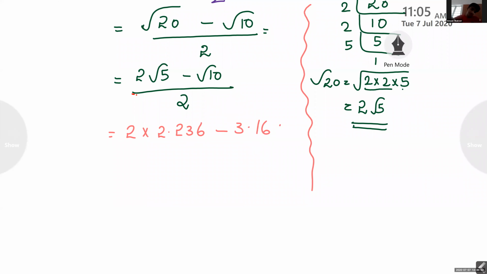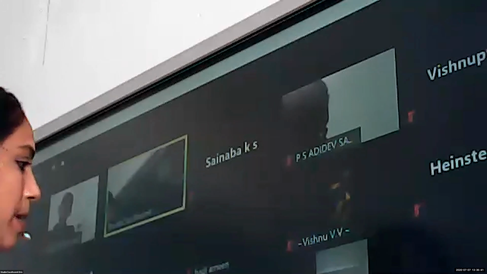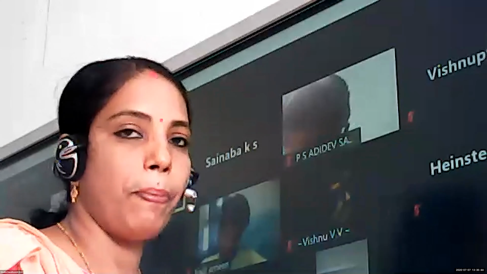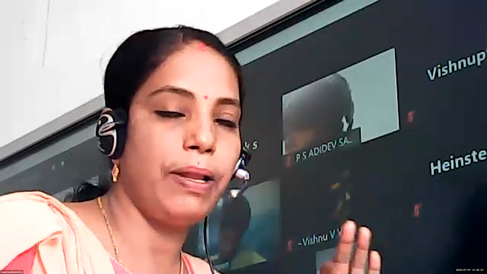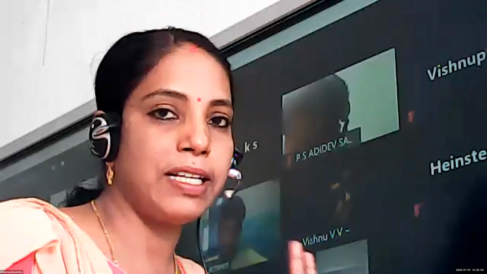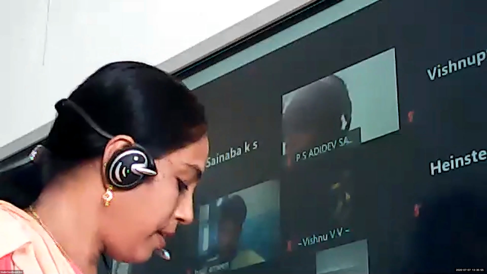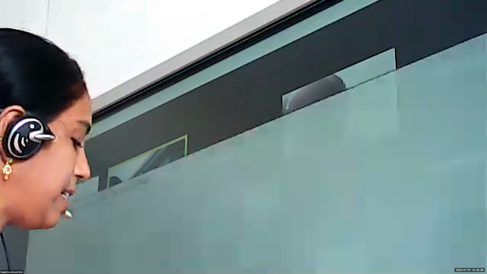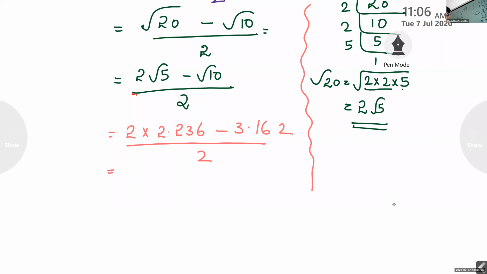3.162, and by 2. So now instead of multiplying two decimal numbers, we made our answer like this, because two decimal numbers, one has a decimal expansion of 3 digits, the other also 3 digits. So to avoid those multiplications, we did like this. Now only the multiplication with an irrational number, decimal number, and one normal number. Okay. So what is the answer of 2 into 2.236? 4.472.